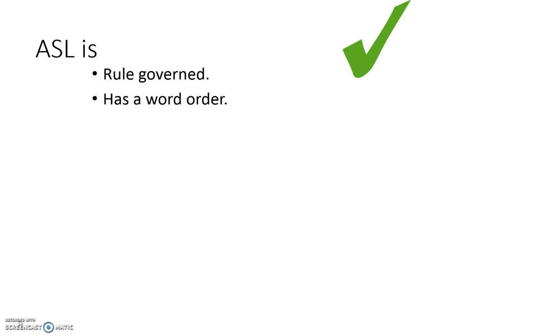ASL does have its own word order, and that word order is separate from English. Just like English can use lots of different word orders to express an idea, so too can ASL use lots of word orders to express an idea. But these organizations of sentences and phrases are different from the ones that we find in English, or at least they're different most of the time.